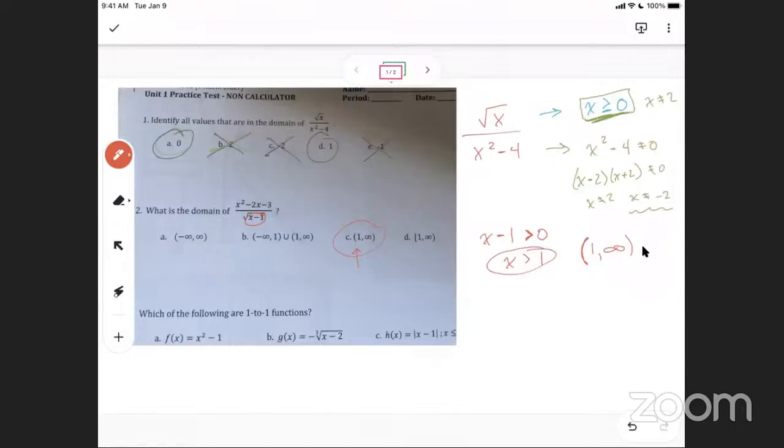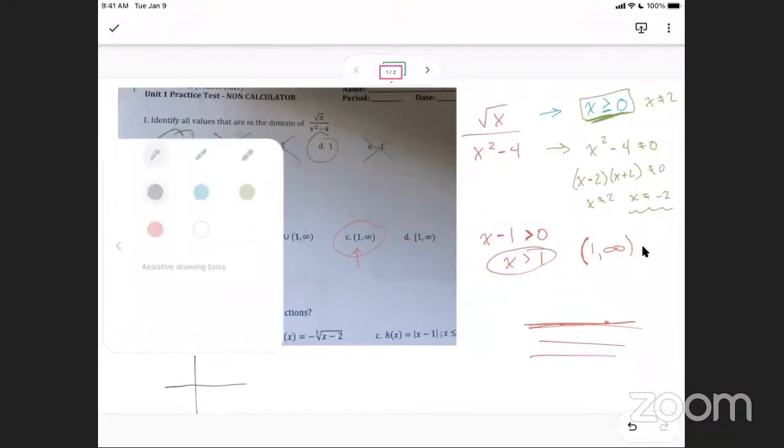All right, which of the following are one-to-one functions? So one-to-one function means it passes the horizontal line test, meaning when I graph the function, I can't draw a horizontal line that goes through 2 points. That would not be one-to-one. So this function right here, are you good at identifying these functions real quickly?